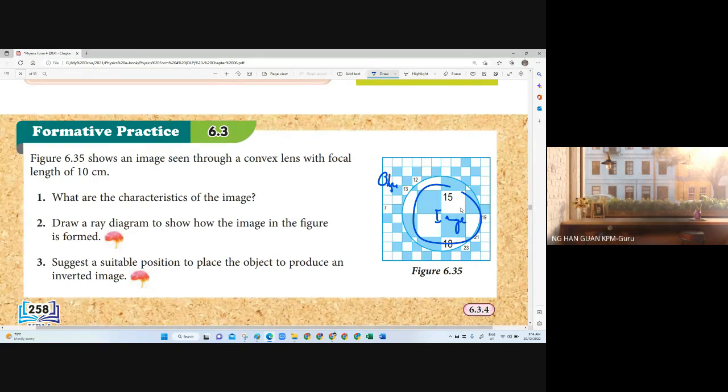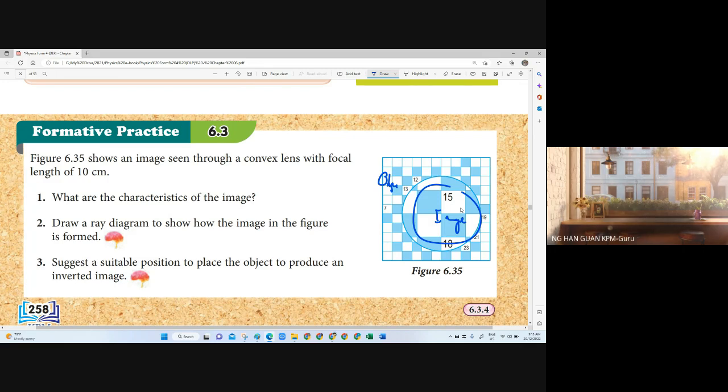Some students, when asked about the characteristics of the image, just write everything that they know. It happened before. They just list everything out: real, virtual, diminished, magnified, same size, upright, inverted. Listing everything out doesn't mean that you can get full marks. It's just like you memorize the textbook from page 1 until the last page, and then within the 2.5 hours you write the whole book out again. You will still get 0 marks. Right? So when you answer, you must know.